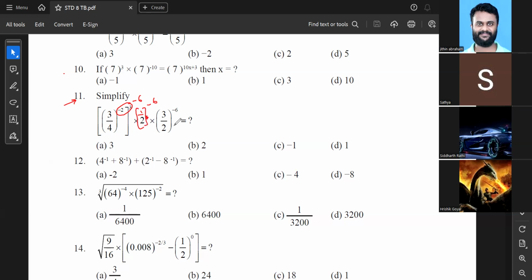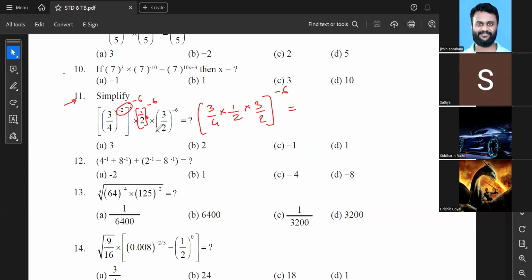Now I'll do one thing. I'll combine all the numbers inside. So inside what do I have? I have 3 by 4 multiplied by 1 by 2 multiplied by 3 by 2, raised to minus 6. Now what all things can I cancel? Am I able to cancel anything? No, sir. So my answer is, I think this is a printing mistake. Somewhere there should have been a division here.